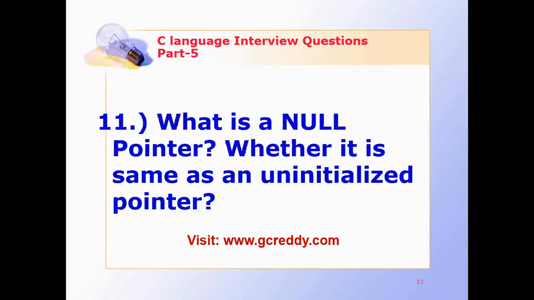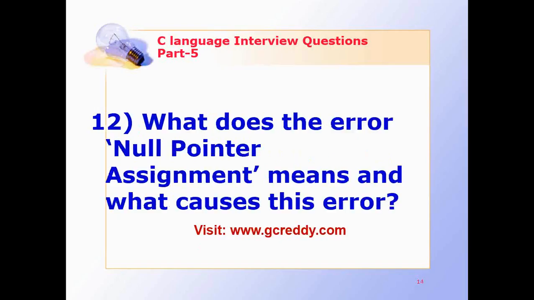What is a null pointer? Is it the same as an uninitialized pointer? A null pointer is a pointer which points to nothing, but an uninitialized pointer may point anywhere. What does the error null pointer assignment mean and what causes this error? As a null pointer points to nothing, accessing an uninitialized pointer or an invalid location may cause an error.